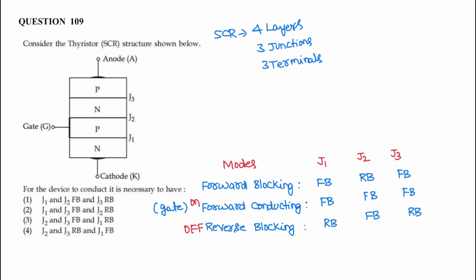In the given options, for complete on, all the junctions should be forward biased. For complete off state, J1 is reverse biased, J3 is reverse biased, and J2 should be forward biased. None of the options are correct, so we can take the relevant answer: forward blocking, that is J1 forward biased, J3 forward biased, and J2 reverse biased.